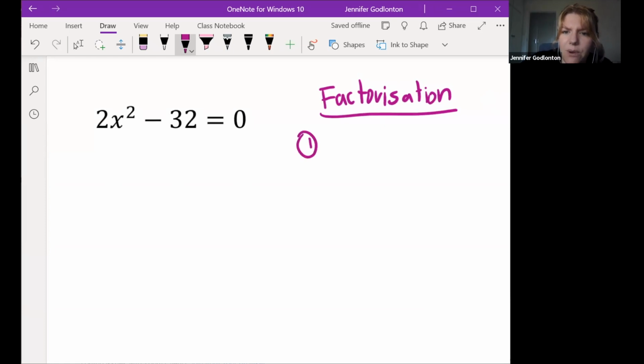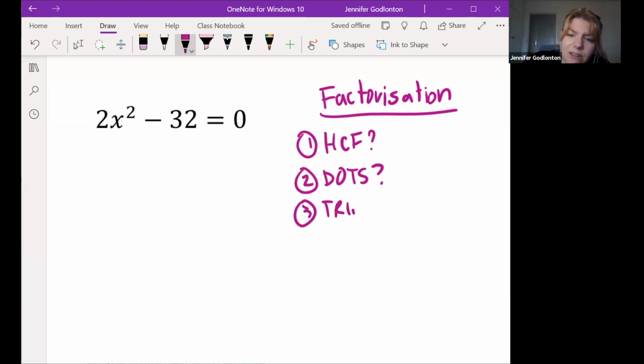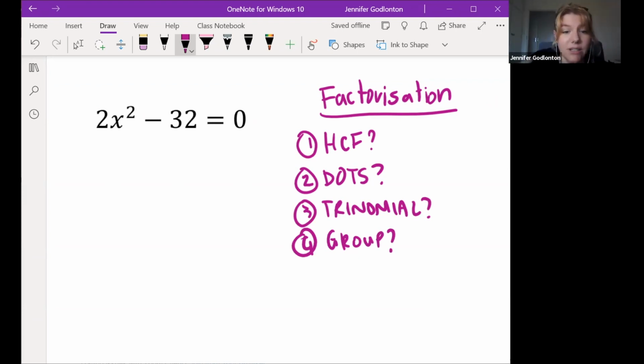First we always see, is there a highest common factor? Second, if there are 2 terms, can we do dots? Can we do a trinomial? Can we group? Dots means difference of 2 squares. Yes, this is definitely all grade 10.